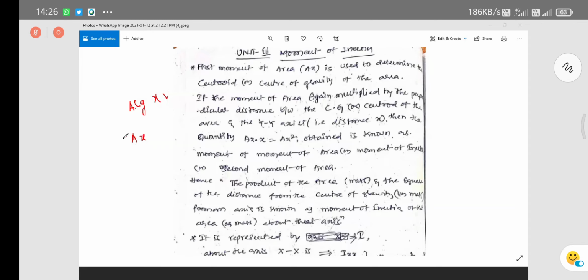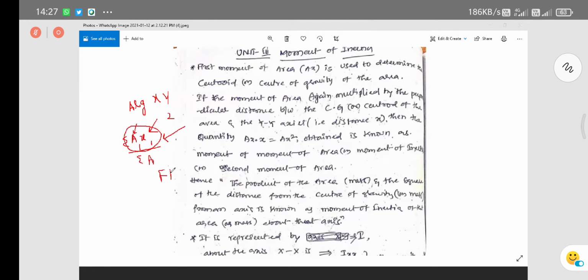So for the algebraic sum, if two sections are there, you will get two areas and two coordinate points, that is x1 and x2. So if two are there, A1 x1 plus A2 x2 divided by A1 plus A2. The denominator means summation of all areas. This numerator term gives the concept: the area multiplied with the x centroidal coordinate is called the first moment of area.